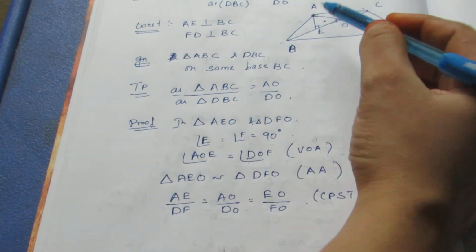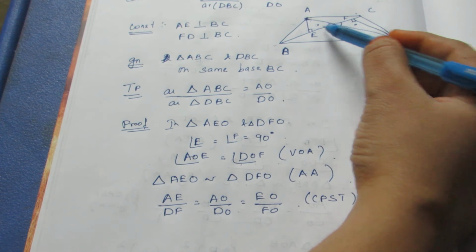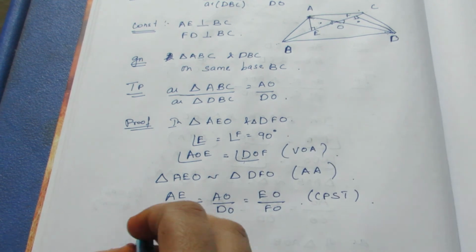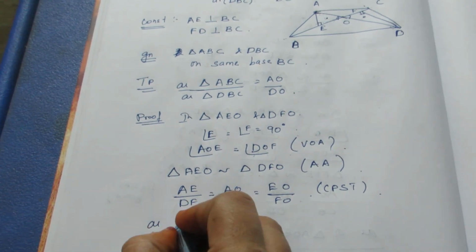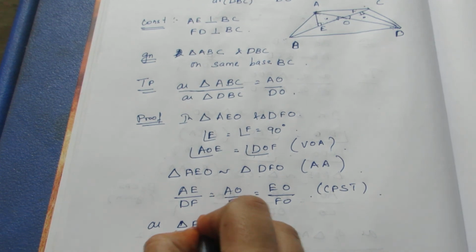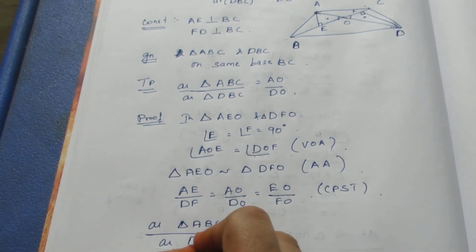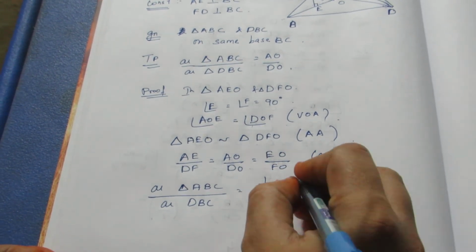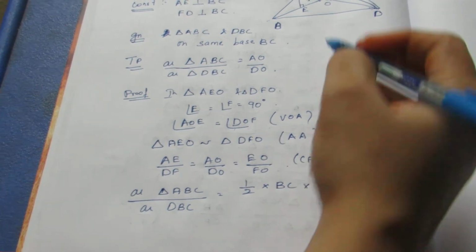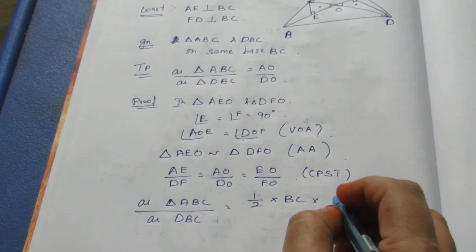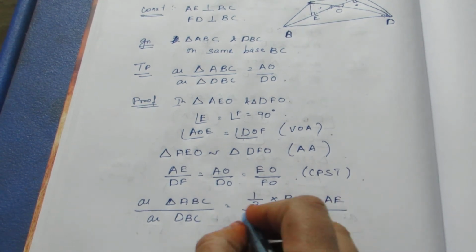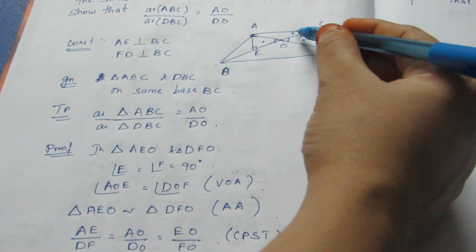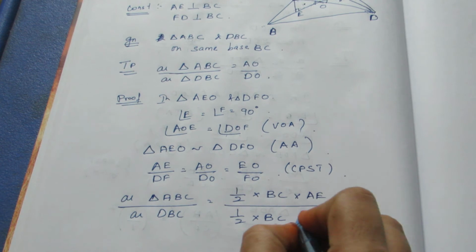Now we will take what is given. We want a perpendicular, and the perpendicular is there. In triangle ABC, we want a height, and we have a height of AE. Now we take the area of triangle ABC by the area of triangle DBC. We know the area of a triangle formula is half into base into height. Half into base is the same base BC, height here is AE. Similarly for triangle DBC, half into same base BC, height here is DF.